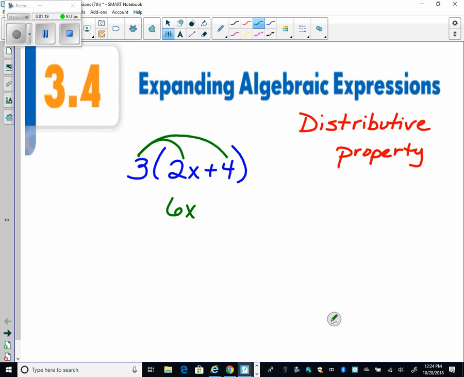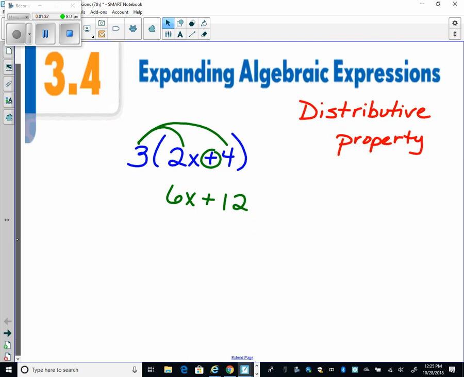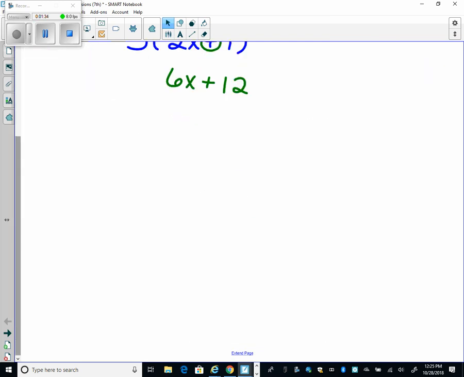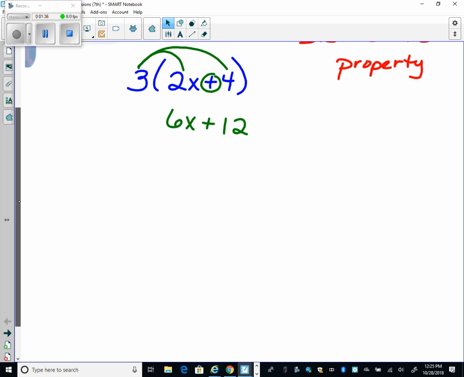So now you're going to do 3 times 4, which is 12. And then you're going to take your addition sign from above and just simply drop it down. So that gives us 6x plus 12. At that point, that's all we can do because we don't have like terms at all. And so that would be our simplified expression.